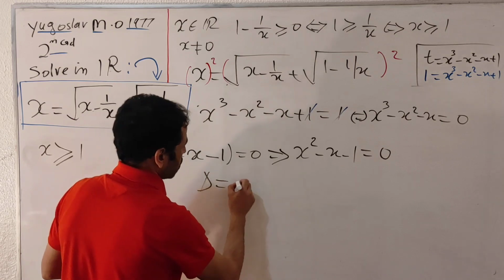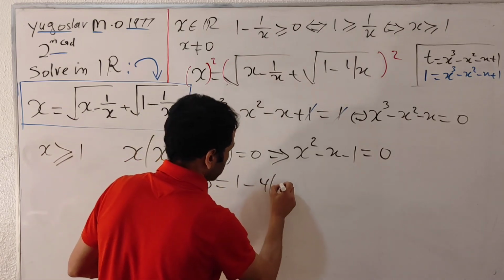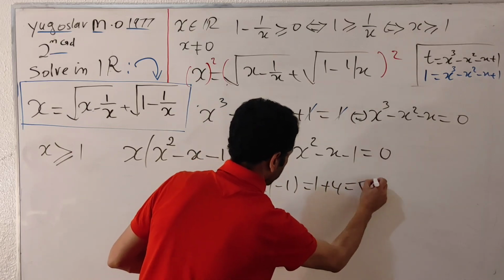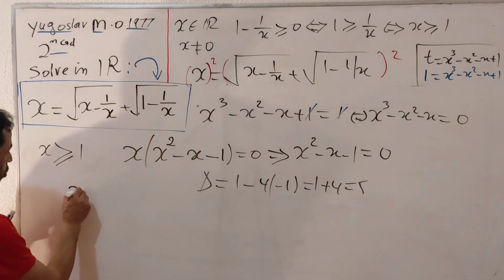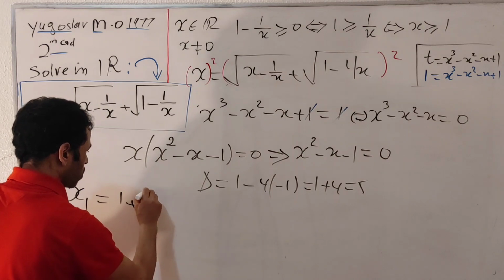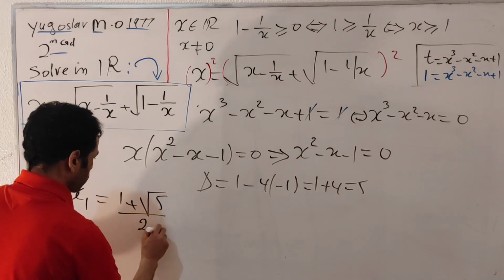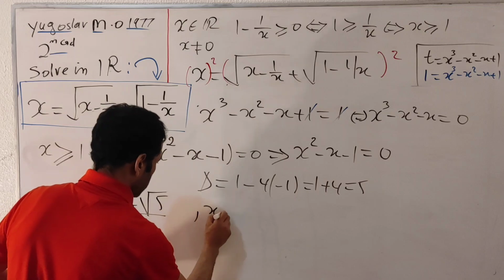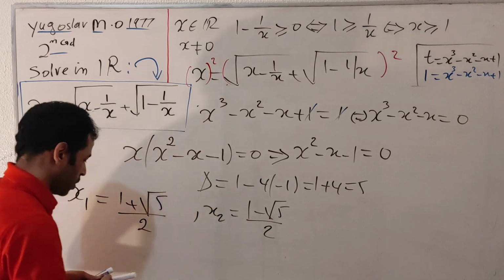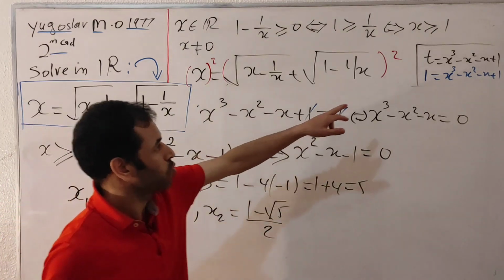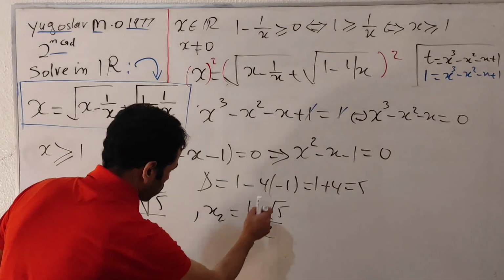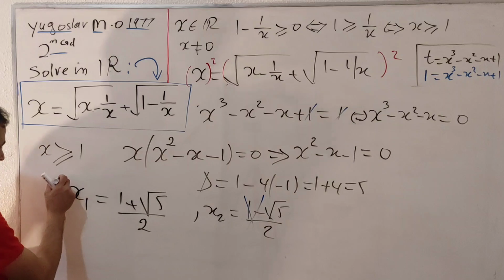Delta equals 1 minus 4 times AC, which is minus 1, which gives 1 plus 4, which is 5. Then I will have the following solutions. I will have x1 equals 1 plus square root of delta, which is square root of 5, over 2. And also I have a second solution, which is 1 minus square root of 5 over 2. But in the problem, we have x is superior or equal to 1. So this solution is negative. So we are not going to take this solution. So the only solution is this one.